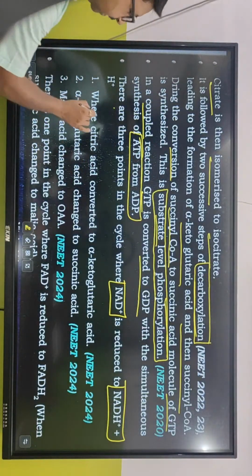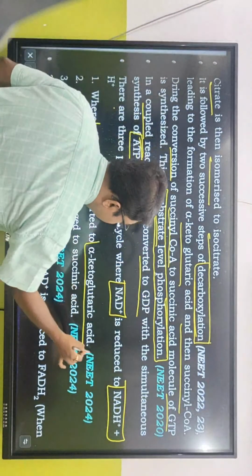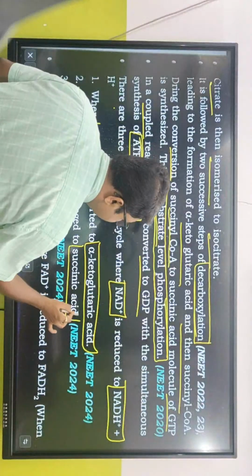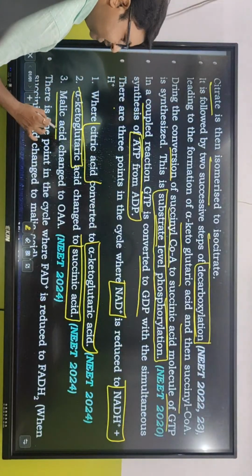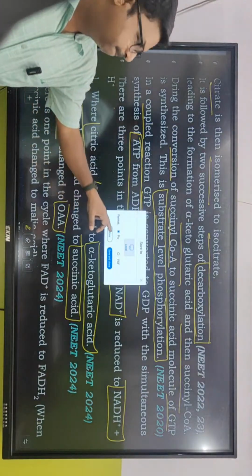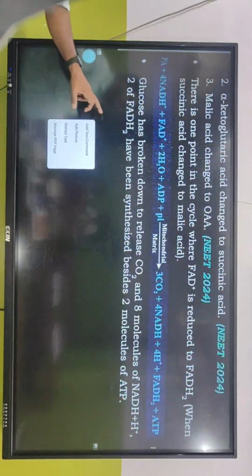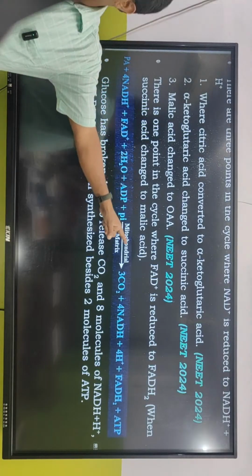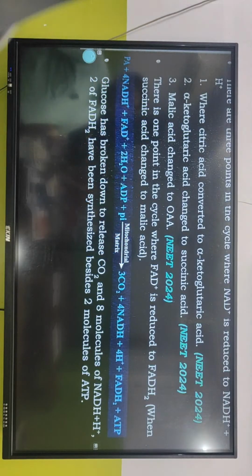Citric acid converted to alpha ketoglutarate acid. Alpha ketoglutarate acid changed to succinic acid. Malic acid changed to oxaloacetic acid. There is one point in the cycle where FAD is reduced to FADH2, and you know what that is? Succinic acid to malic acid. Succinic acid to malic acid.